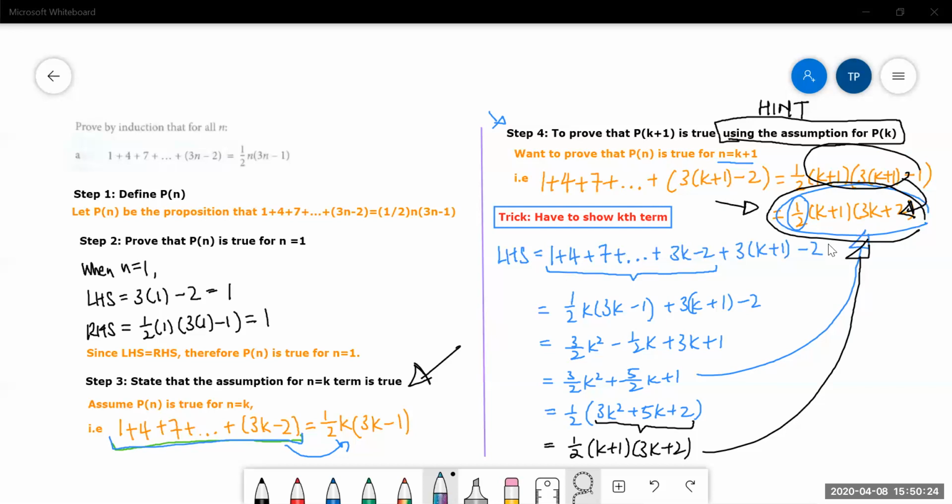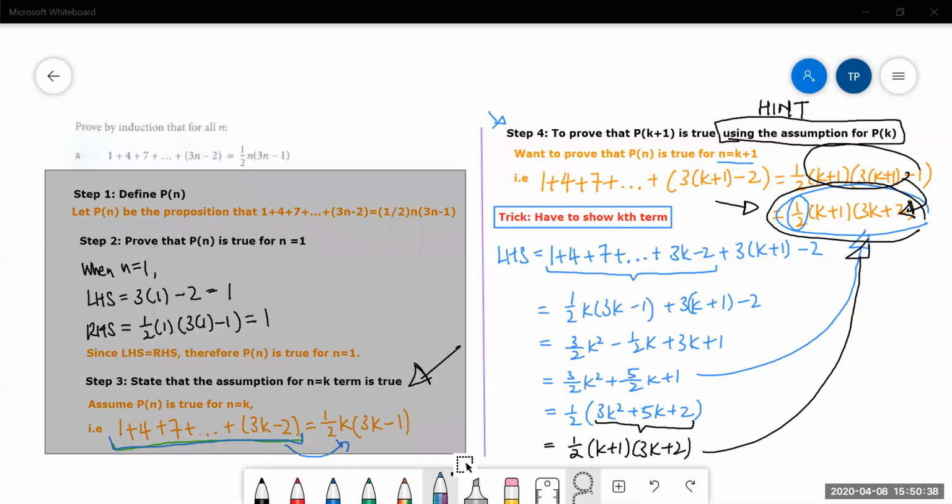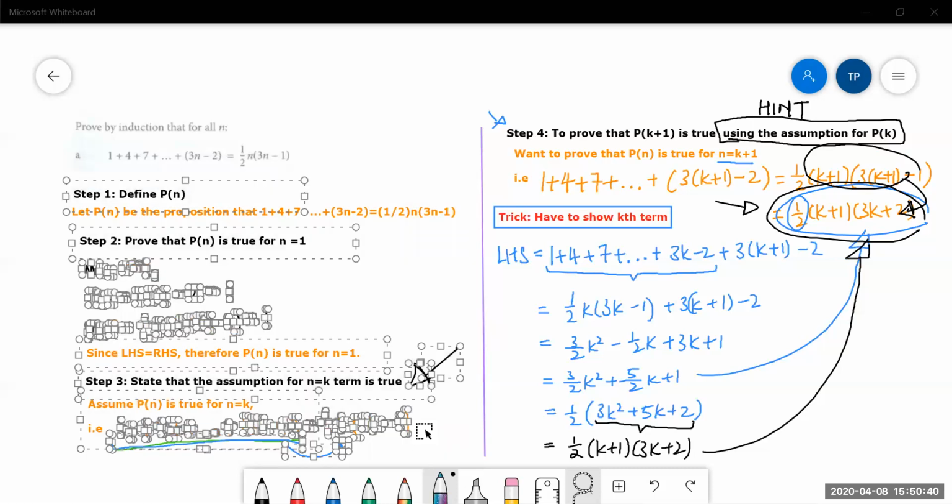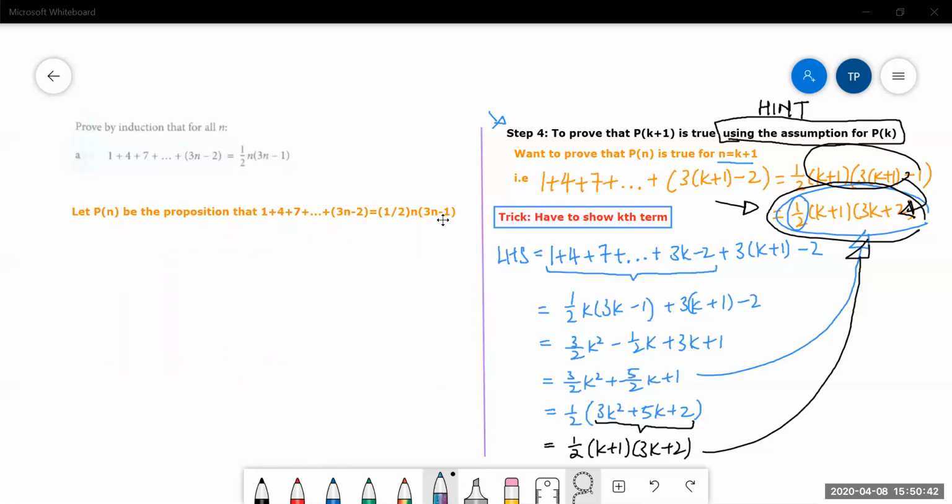Then step 5 would be to conclude it. How are we going to conclude it? Let me erase this part first. Delete, and this one delete. Step 5, conclusion.